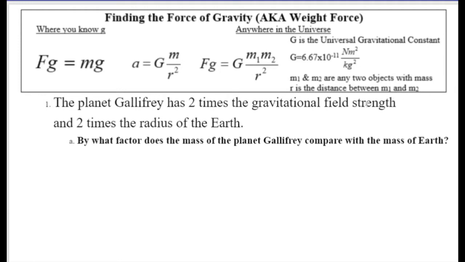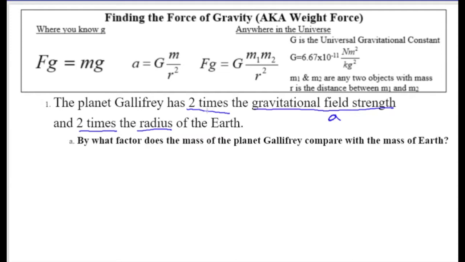This question says, the planet Gallifrey, however you want to pronounce that, has 2 times the gravitational field strength and 2 times the radius of the Earth. So this sounds important and this sounds important. One's talking about the radius and one's talking about the gravitational field strength. In other words, a. Now let's look at what it's asking us to do here. It says, by what factor does the mass of this planet compare with the mass of the Earth?